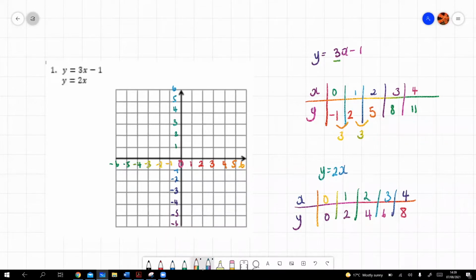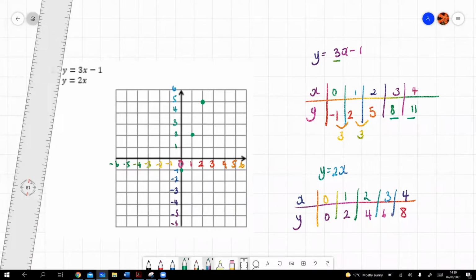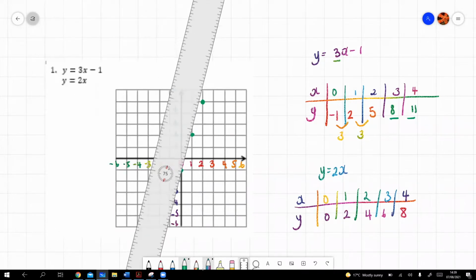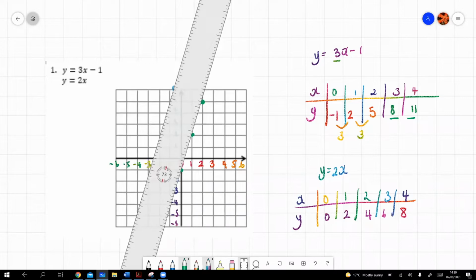I'm going to plot the coordinates for y equals 3x minus 1 on my graph. So 0, minus 1, 1, 2, 2, 5. And I can't plot the other ones, 3, 8, and 4, 11, because it's off my axes. Okay, I'm just going to join that up, a line if I can. Remember, it might be slightly better for you on paper. Right, plot y equals 2x. So what I'm going to do first is I'm just going to write it down.